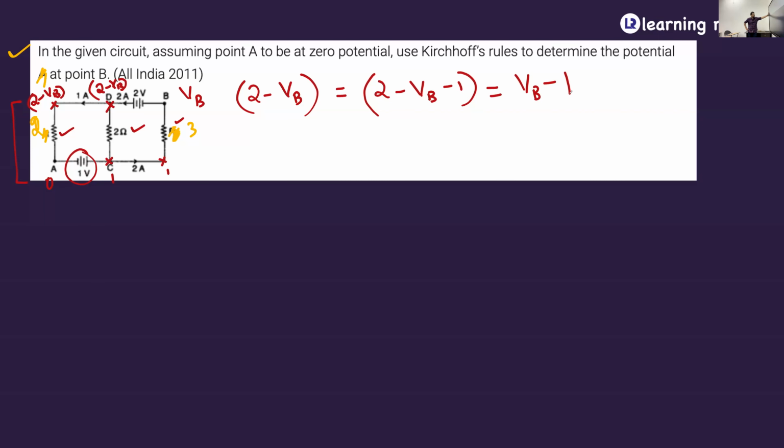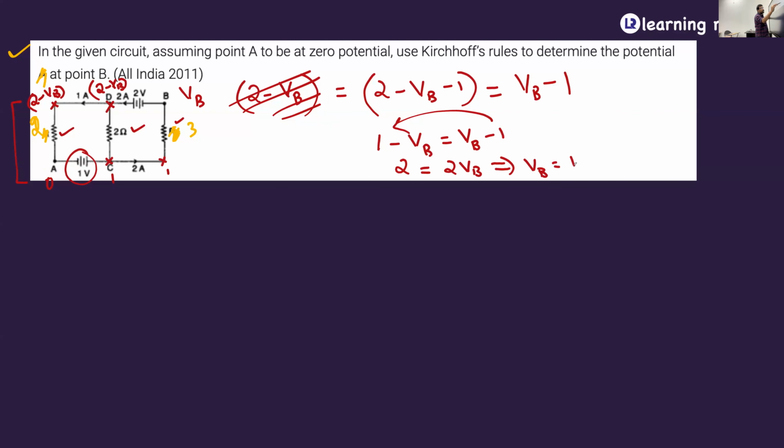Unless they give the resistance values, I will not know. But if I keep this aside, this equation is disturbing, but here if you observe, 1 minus VB is equal to VB minus 1. So this VB minus 1 will come to this side. It will be 2 is equal to 2 times VB. So what should be the value of VB? Meaning, all the bottom points are at 1 potential. Here they are at 1, and here also there is 1, which means there is no current flowing in the circuit.